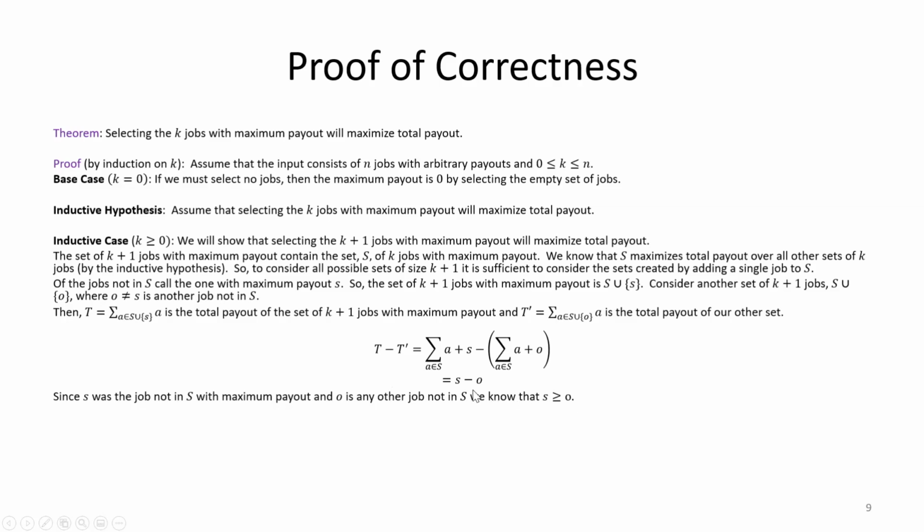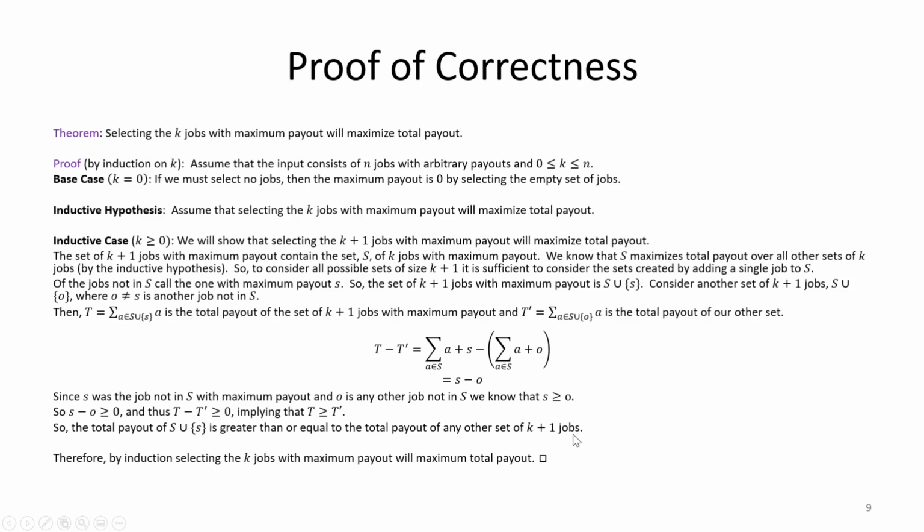Okay, what does that tell us about this difference then? Well, it must be greater than or equal to 0. And if it's greater than or equal to 0, the difference between our two sums must be greater than or equal to 0, implying what? That this sum, oh good, that's the one with s in it, must be greater than or equal to this one, the one with O in it. Well, that's what we were trying to argue. Okay, so the total payout of S union s is greater than or equal to the total payout of any other set of k plus 1 jobs, and that finishes our inductive proof for us.